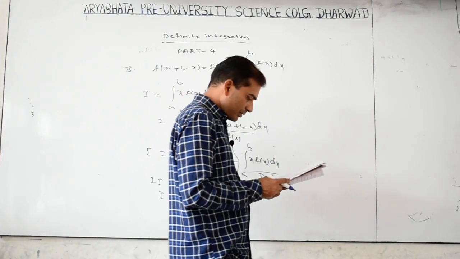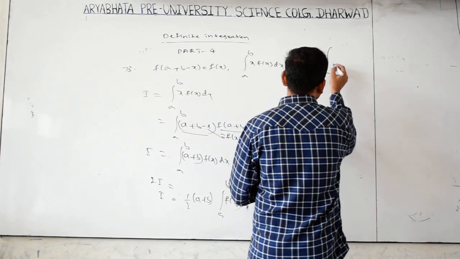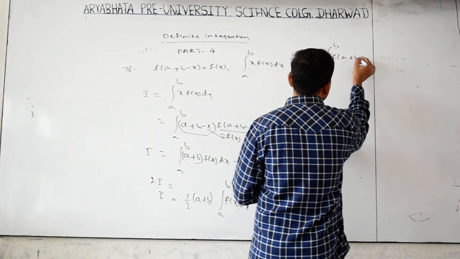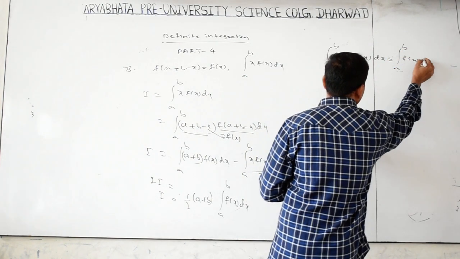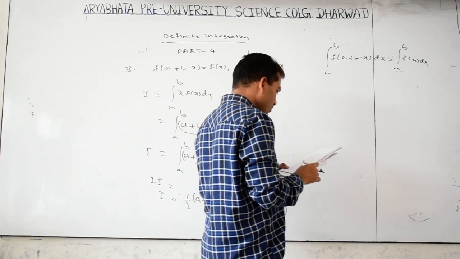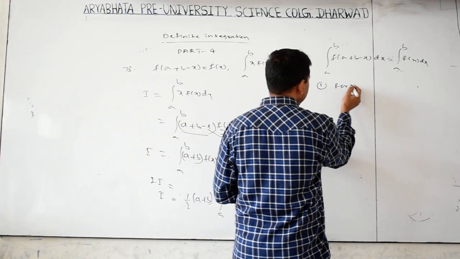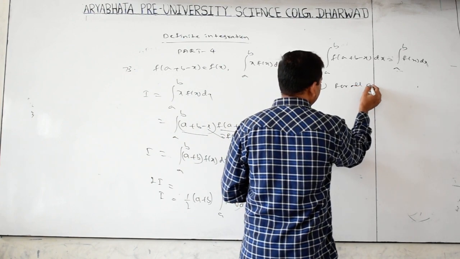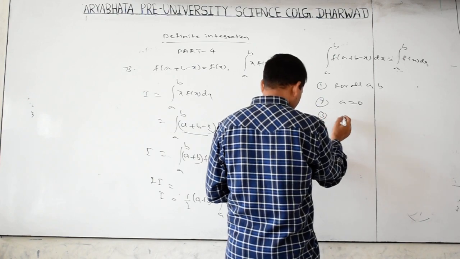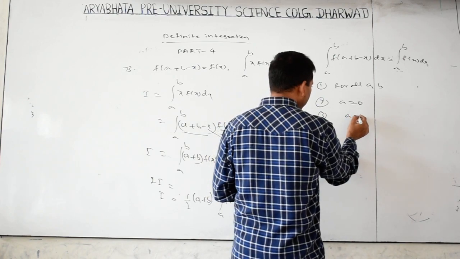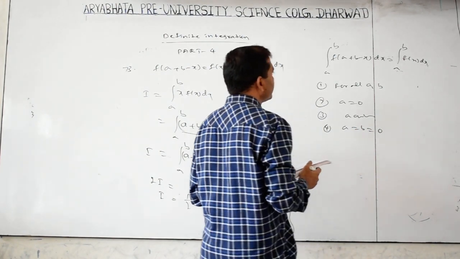Question 75 also. Integration of a to b f of (a plus b minus x) dx equal to integration of a to b f of x dx is true. First option: for all values of a and b. Second: a equal 0 only. Third: for all values of a only. Fourth: a equal to b equal to 0.